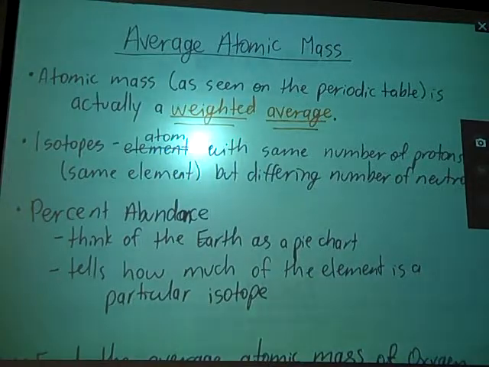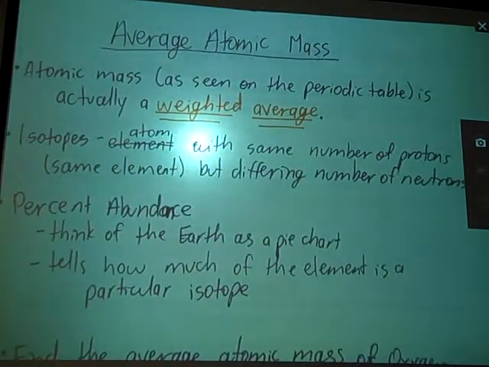These different masses come from what are called isotopes. Isotopes are an atom with the same number of protons, so it's the same element, but it has a different number of neutrons, so that gives it a different mass.